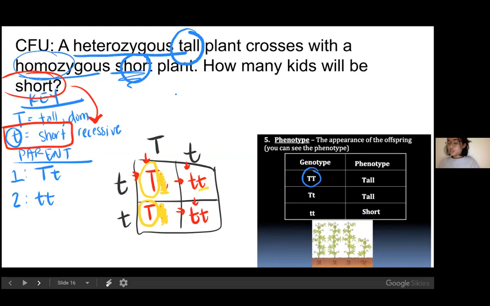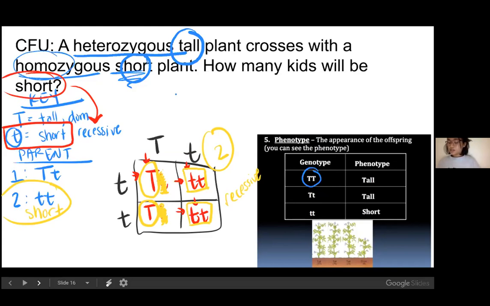But these children, they have 2 little t's. So how many of my plants are going to be short? That's right, only two plants can be short because these 2 plants have little t, little t. They're recessive, but they do have that short gene just like parent number 2. So that's how you would find out how you could predict which kids are going to be like what.